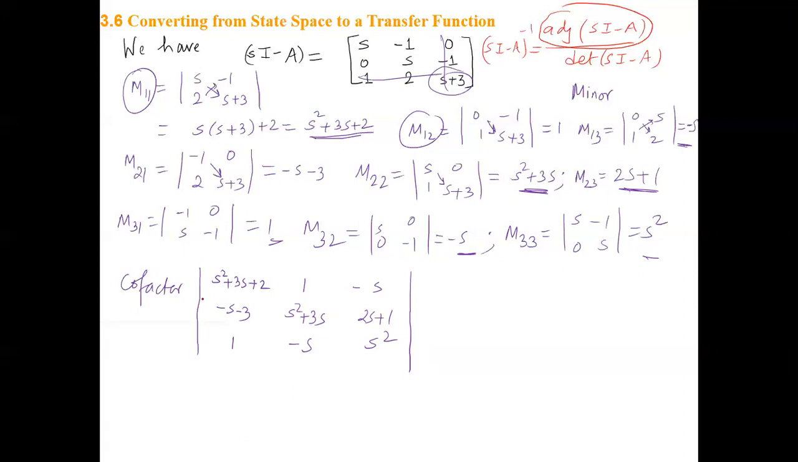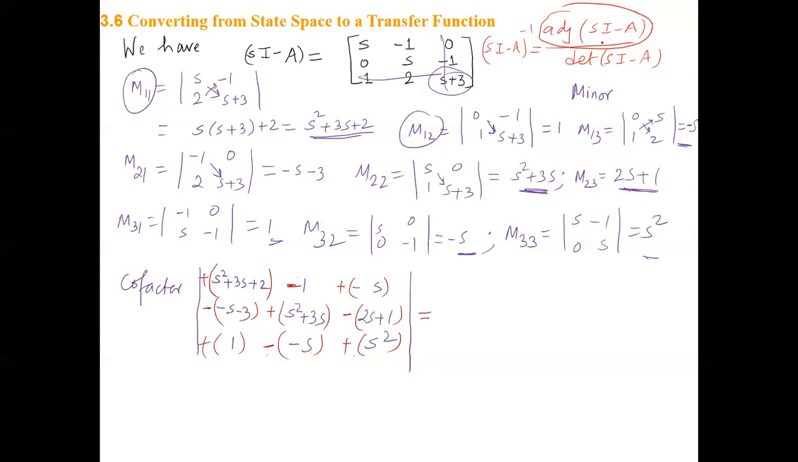So then what is this guy here? S squared plus 3S. What is this guy here? 2S plus 1. What is here? 1. What is this guy? Minus S. This is S squared. This is not cofactor yet, okay? You just have the minor. To get the cofactor, you have to take the alternate sign here. This is plus, this is minus, plus, plus, minus, plus, minus, plus, minus, plus. See, I just alternate the sign. Now this is called cofactor.